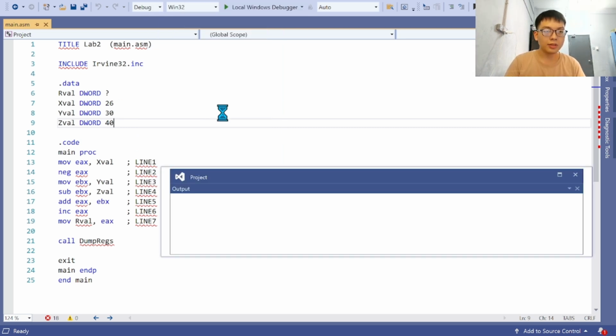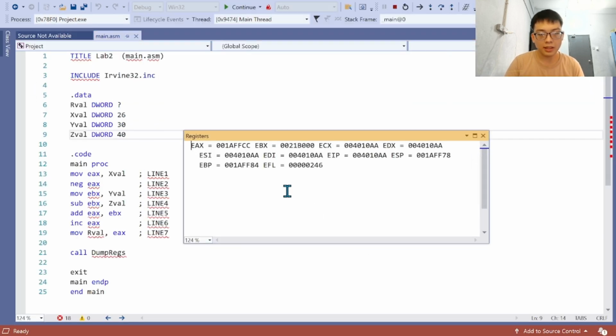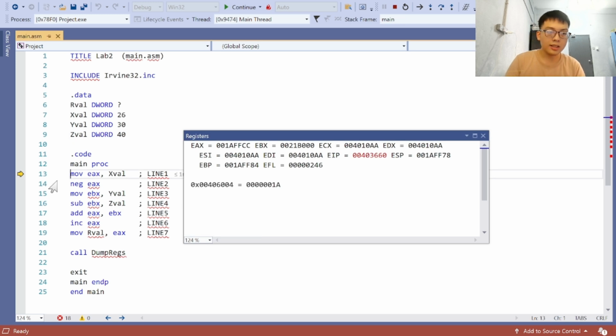First, we need to start over, and we call the register to C, and start over again. And this time we move the Xval into EAX. And we can see that the memory of EAX is temporarily used to store the value of Xval. After executing this line, the EAX holds the value 1A, and the next line turns the EAX into negative. After executing this line, the EAX becomes negative.